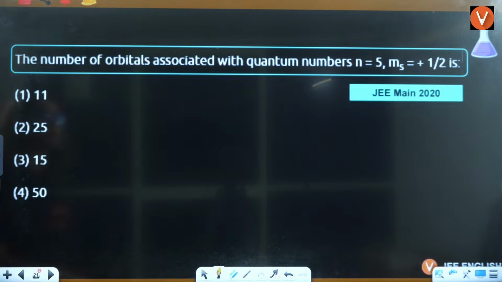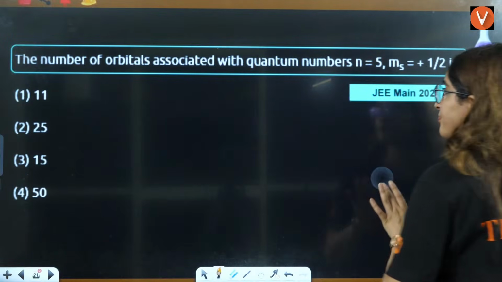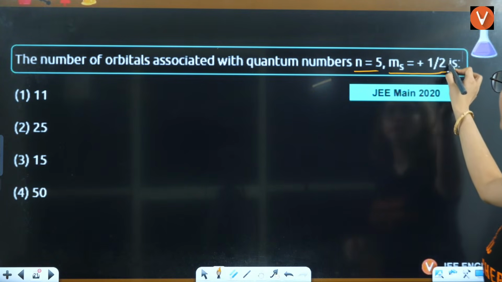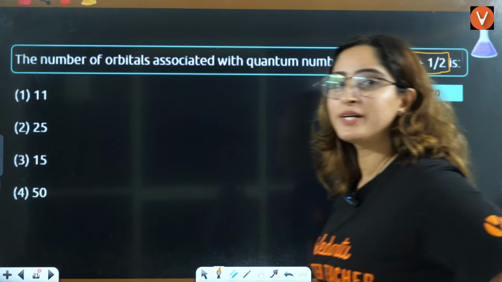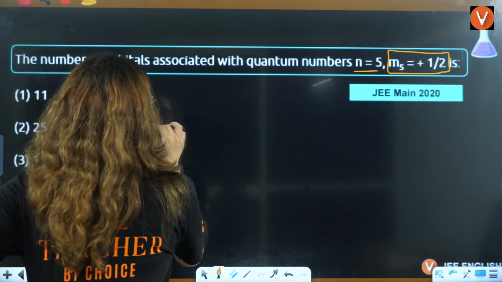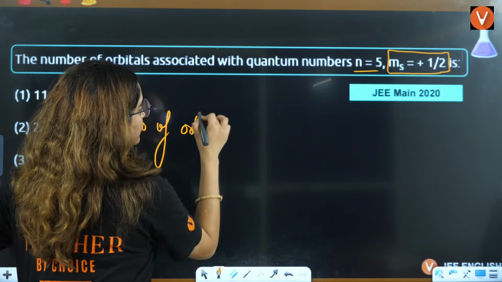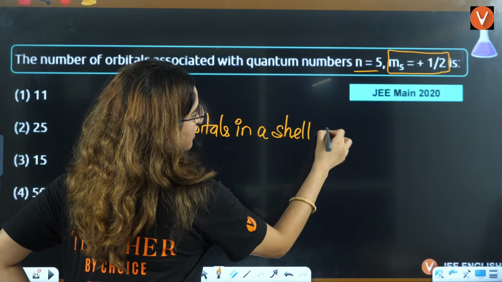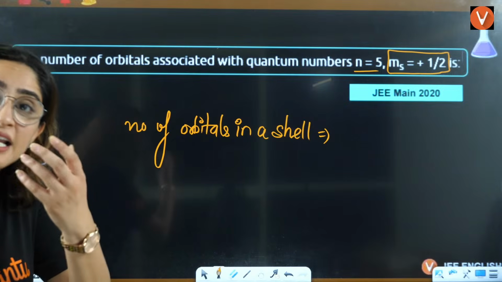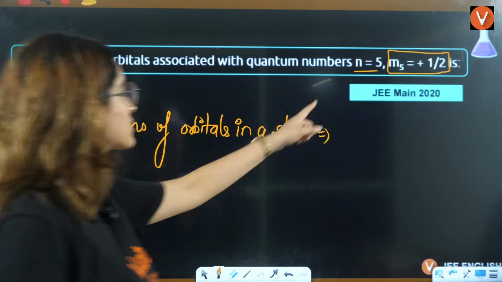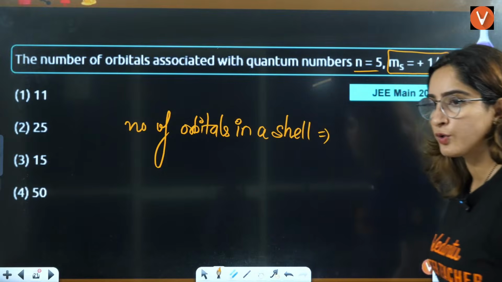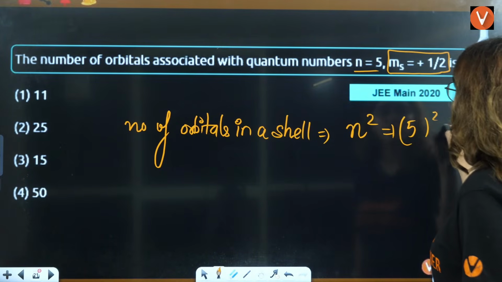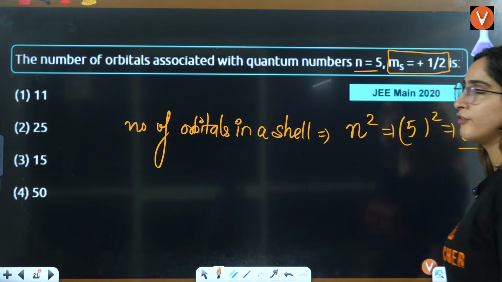Now, let's do this thing, that is number of orbitals associated with quantum number n is equals to 5, ms is equals to plus half. The formula is simple. Number of orbitals in a shell. In a shell, how many orbitals you will have? Principal quantum number is given to you. So how many orbitals you will have? That is n square. That is nothing but 5 square. That is nothing but 25.